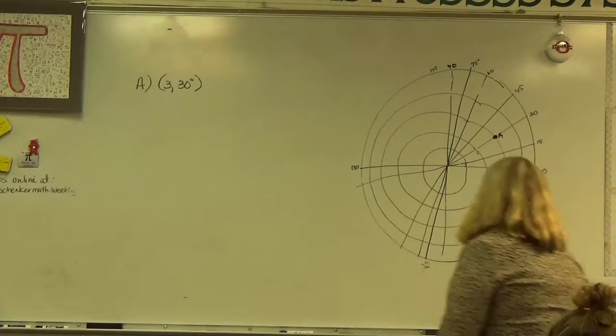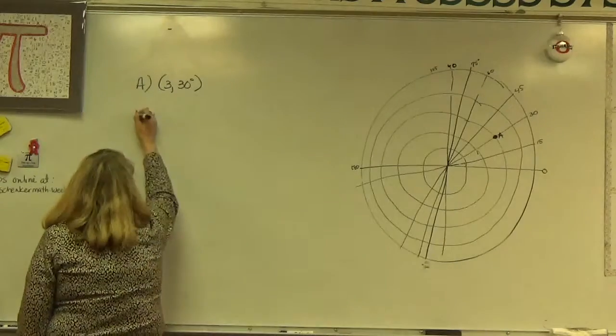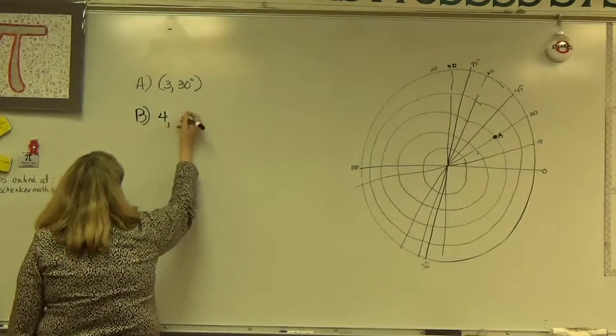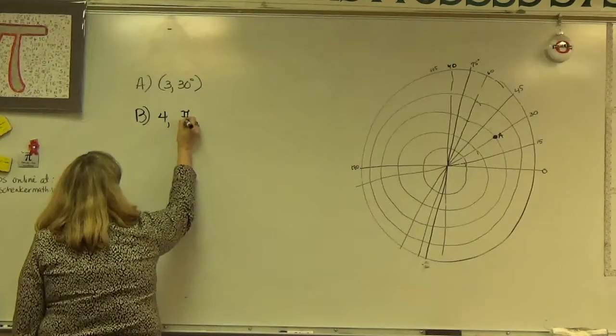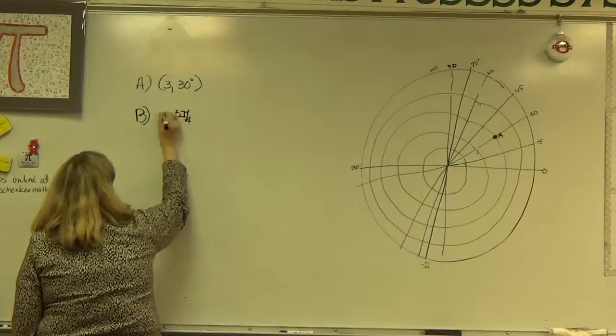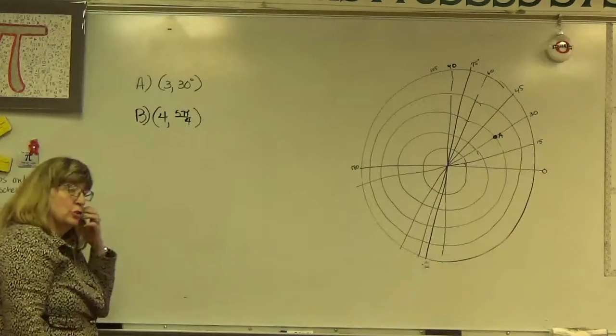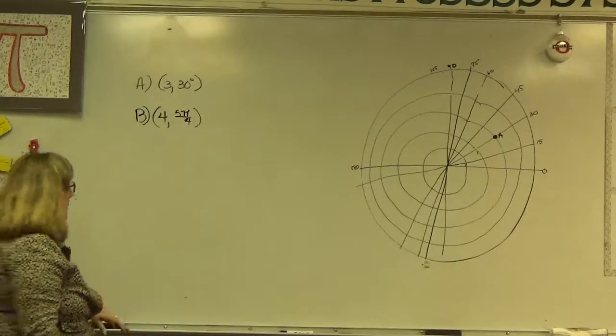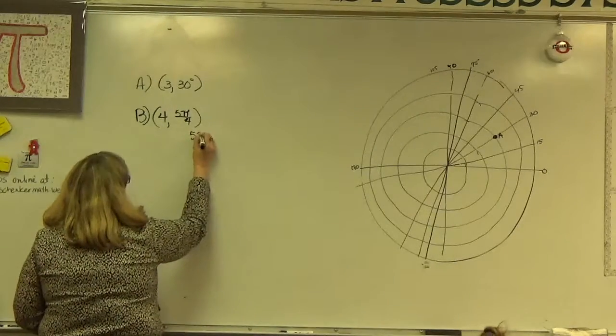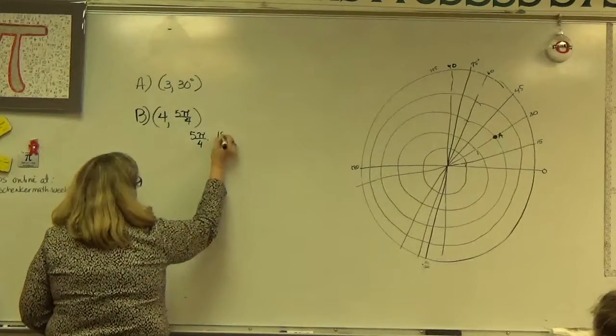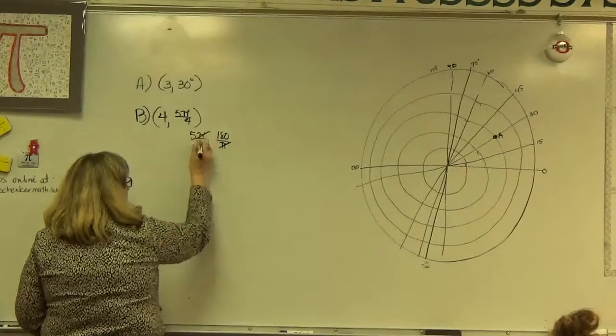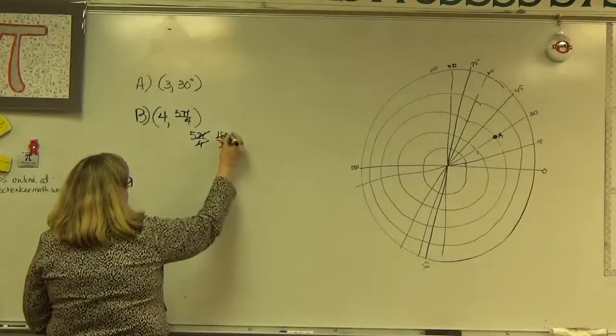Okay, what if I have 4 comma 5 pi over 4? What would I need to do first in order to graph that? Convert it. So I have 5 pi over 4 times 180 over pi. The pi's cancel. 4 goes into 180.